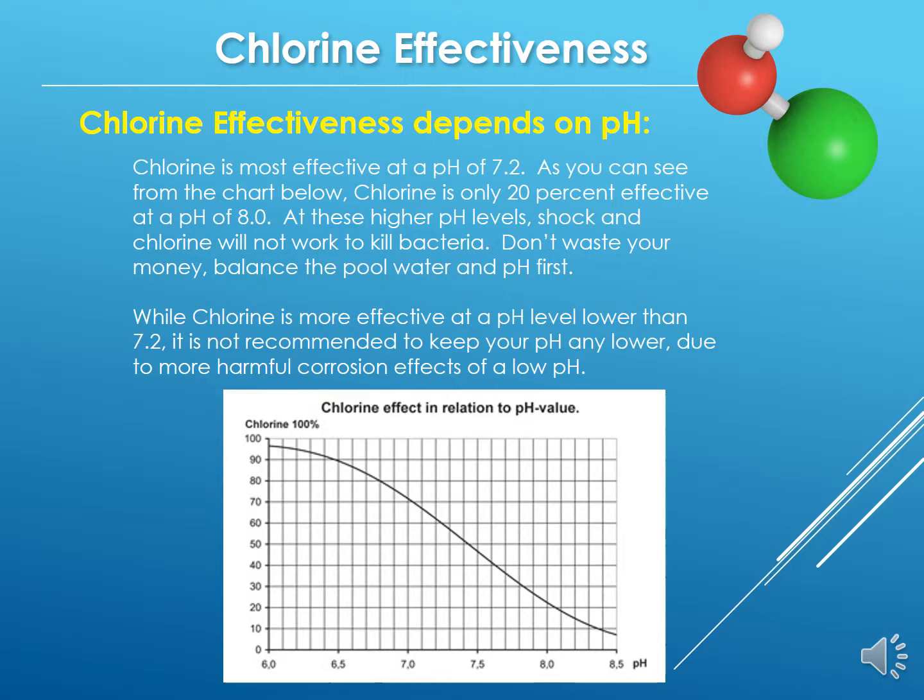It's barely working. So always get your pH in the proper range first, make sure the water is balanced, then add chlorine or shock the pool. Now, chlorine can be effective at lower pH levels. For the previous reasons stated, we don't recommend keeping the pH of the pool water any lower because it can cause corrosion to heating elements and cause pump seal leakage and swimmer discomfort.